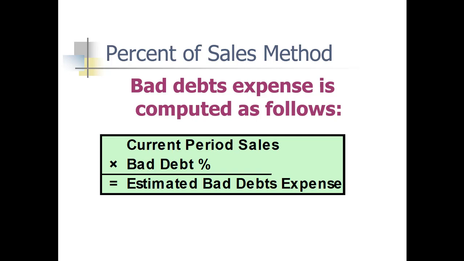All we do is we take the current period sales, we multiply by that bad debt percentage, and the number that we get here is the number for our journal entry. That's very important to make sure that you understand, because when we move on to the other two methods, that's not a true statement. The number that we get here is my estimated bad debt expense. That's what I'm calculating here. That means it's the number for my journal entry.